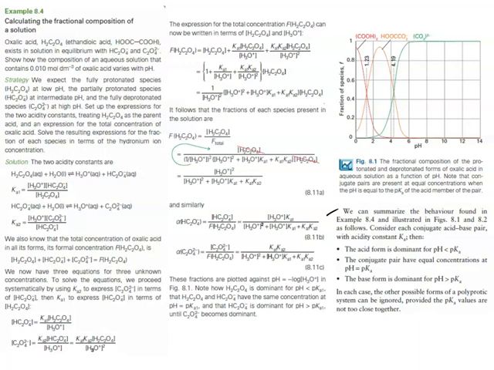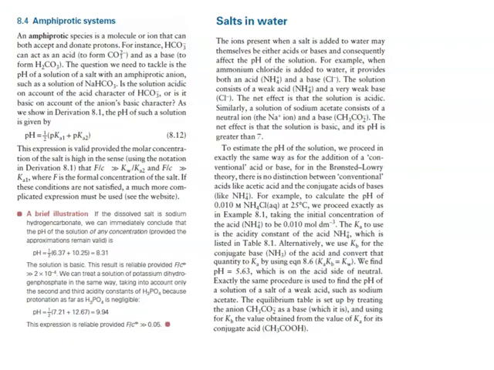Then moving along to amphiprotic systems, and then salts and water. An amphiprotic species is a molecular ion that can both accept and donate protons. For example, HCO3- can act as an acid to form CO32- and as a base to form H2CO3.